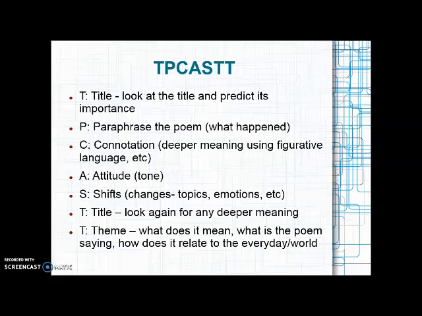Today, we're going to look at one specific way on how to analyze a poem that may be helpful to you. This technique is called TPCASTT. We call it that because each letter of the abbreviation stands for something. It stands for title, paraphrase, connotation, attitude, shifts, title, and theme.